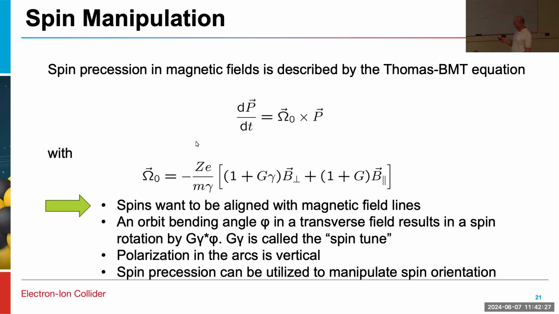What this also means is that if I bend my orbit by an angle phi in a transverse field in a dipole, the spin will rotate by G times gamma times that same angle. So I can manipulate my spin direction by bending orbits. I can also manipulate the spin direction by longitudinal field solenoids, and that's what we're actually doing.